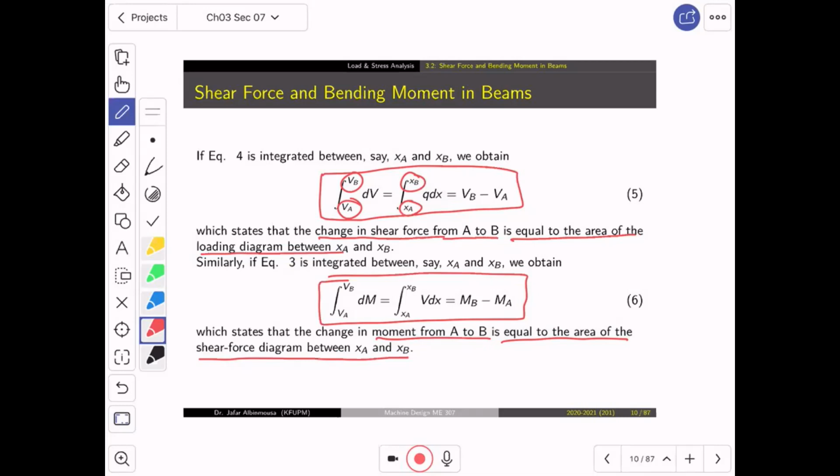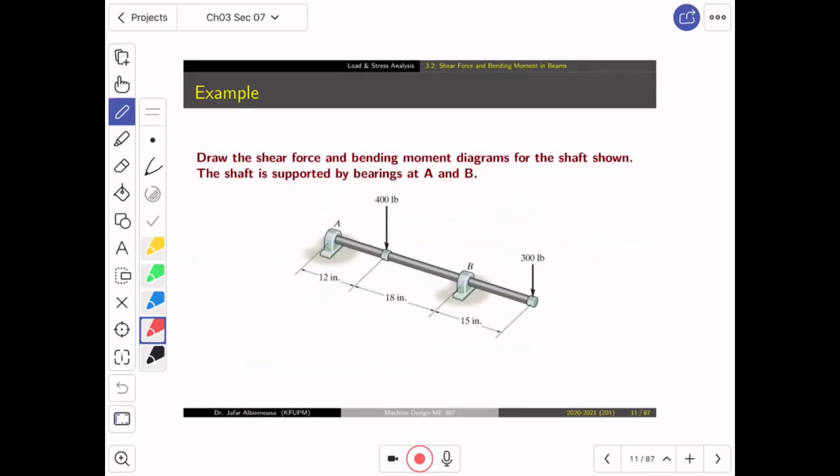So let's have a simple example. Very simple. I'm going to show it to you very quickly because we need to solve a problem together. So here it says, draw the shear force and bending moment diagram for the shaft shown. The shaft is supported by bearings at A and B.